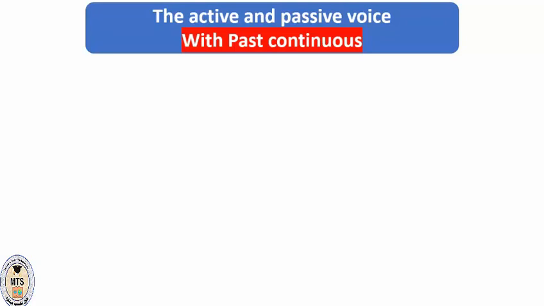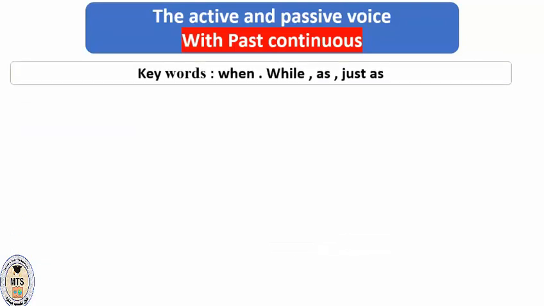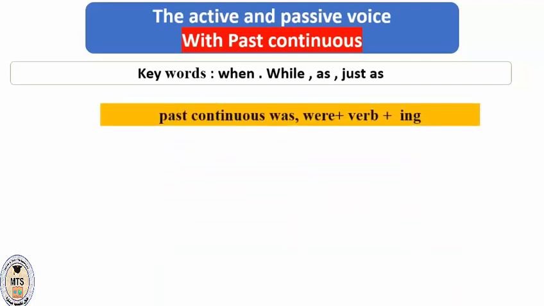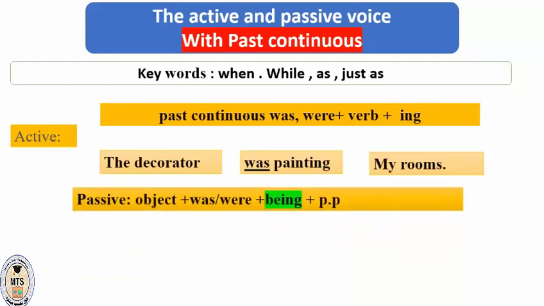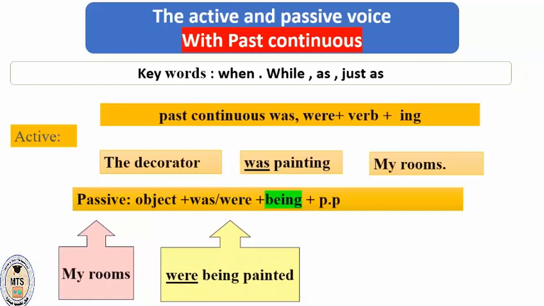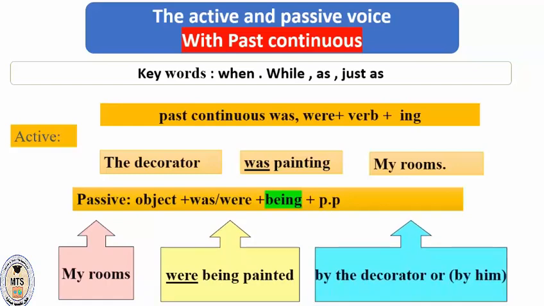Next tense, the past continuous. The key words are when, while, as, just as. The formation was or were plus verb plus ing. The decorator was painting my rooms. The passive rule start with the object plus was or were plus being plus past participle. So any continuous tense I have to add being. My rooms were being painted by the decorator or by him.